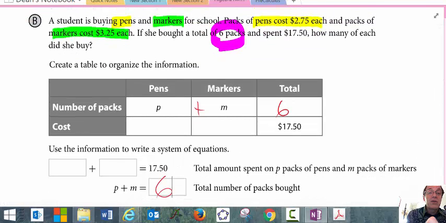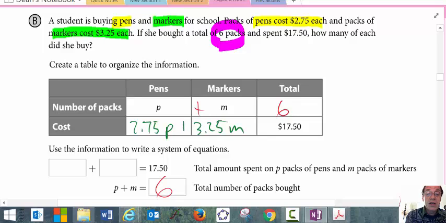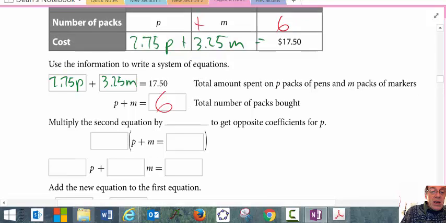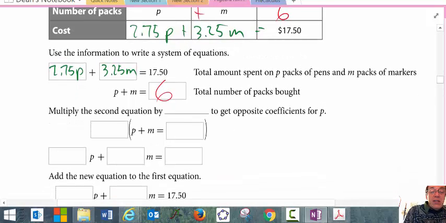And then the other is the value, and the value is going to be 2.75 times P, and 3.25 times M, and added together those would have to equal the 17.50. So 2.75 P plus 3.25 M equals 17.50. Now obviously this bottom equation is really easy to multiply, and they want us to get opposite coefficients for P. And that's a good idea in this case because it's a smaller number, so we're not going to end up with any negatives.